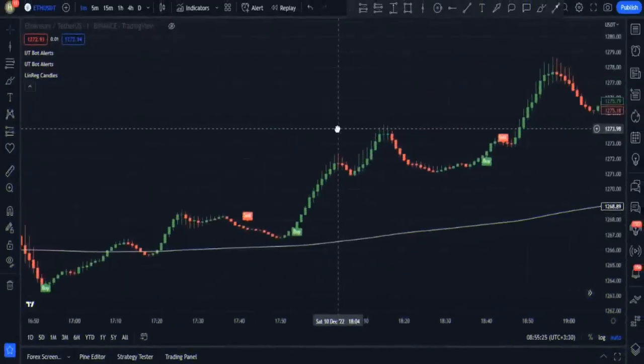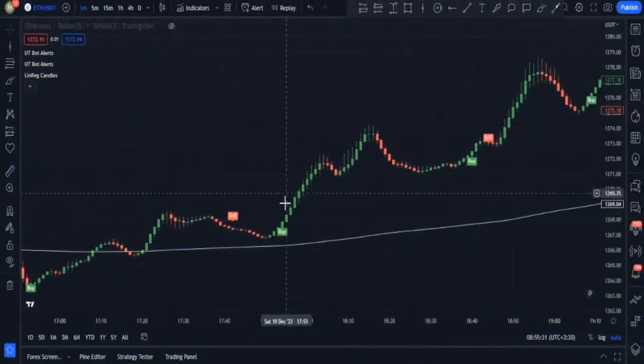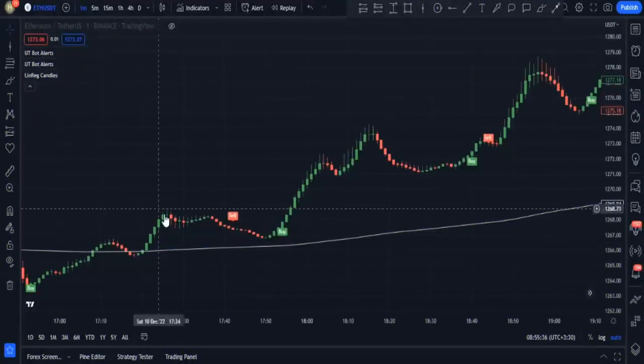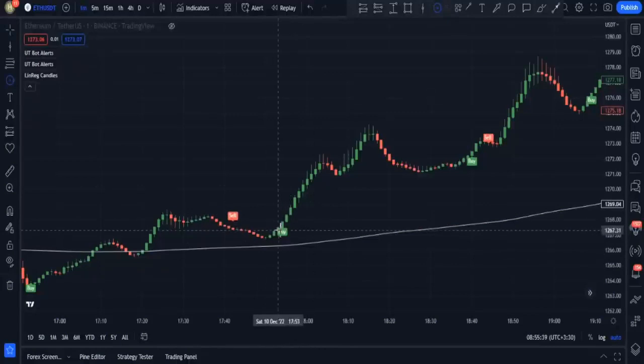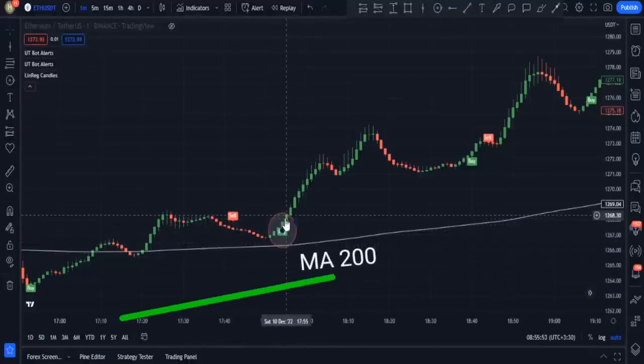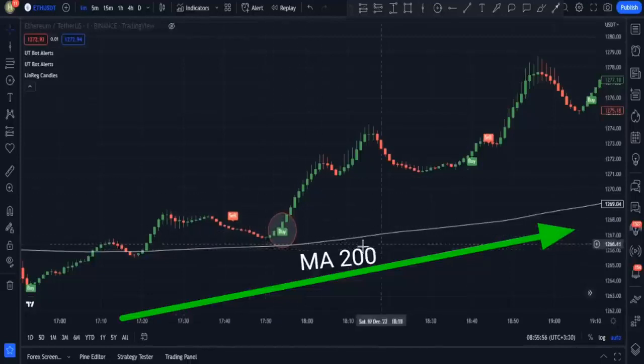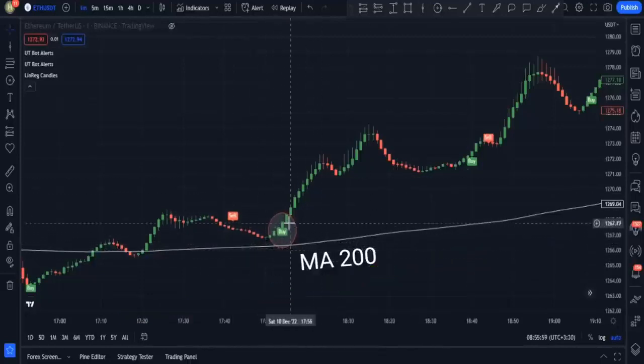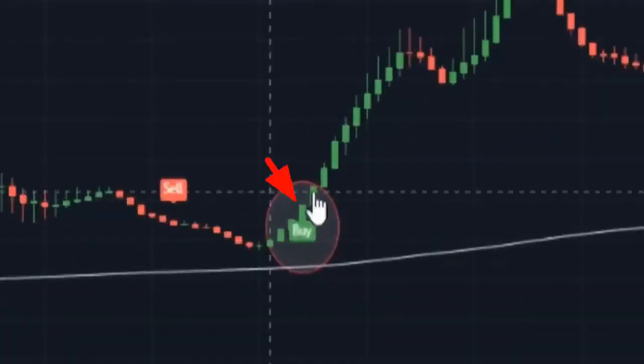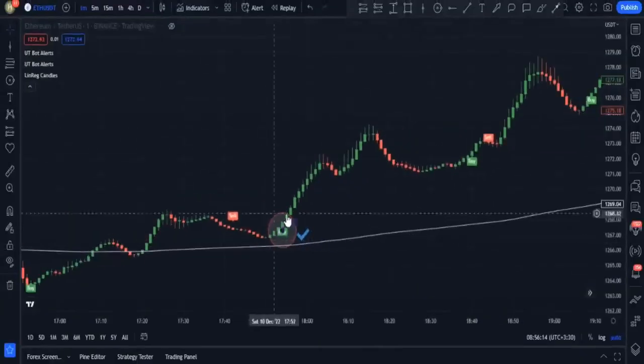Let's review the trade entry condition again. We should enter a buy trade when a buy signal has been given by UT-bot alerts, like this one shown over here. Then, in order to confirm the signal having the same direction as the true momentum of the market, we should be sure that the candlesticks are above the moving average line. This candlestick is above the moving average 200 line and we have gotten a buy signal on it. So this signal is confirmed and we can use it to enter buy trades.